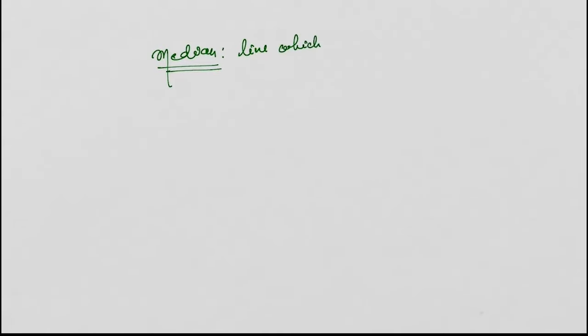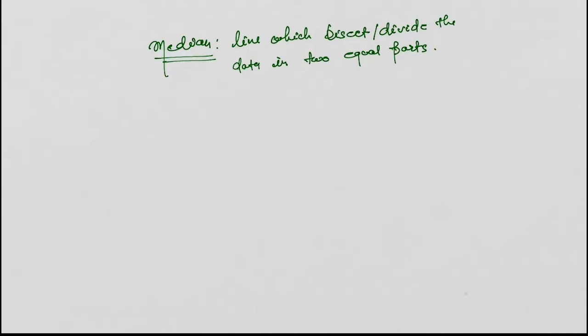Median is the line which bisects or divides the data in two equal parts or halves. Now this is not a definition which is given in the FRM curriculum. Median: the line which bisects and divides the data in two equal parts or halves. But I urge you to remember this definition because it will increase your retention. Okay, take some example.